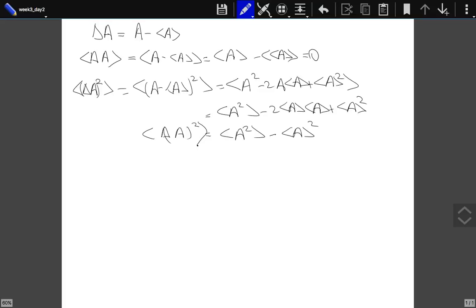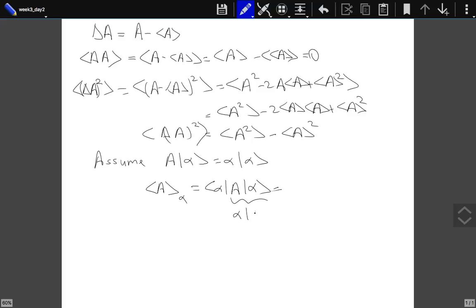Now, if you have an eigenstate of A, then delta A, well, let's just calculate it. Average of A in this state alpha, we had defined it as alpha A alpha, which is, well, A acting on alpha is just alpha times the ket alpha. Alpha is just a number. Let's just use normalized states, so this is just alpha. Now, this is basically what we expect. If we have an eigenstate of A, we know that all measurements of the property A will yield the result alpha.